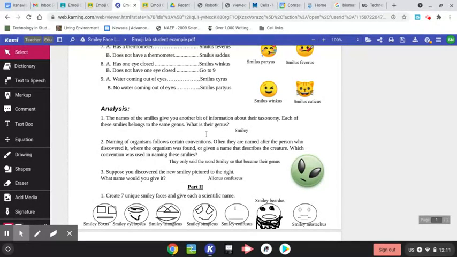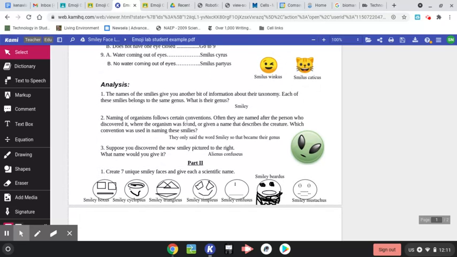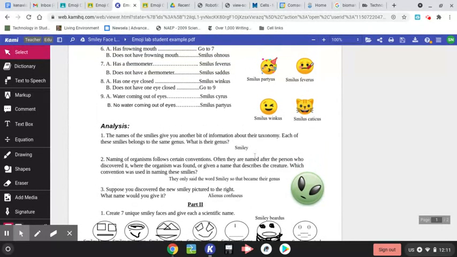Analysis: the name of the smiles. The genus is not Smiley. This is actually wrong. If you look, they all have the first name Smilus. The naming of organisms follows certain conventions. The names are after the person who discovered it, where the organism was found, or given a name that describes the creature. Which convention was used? They only said the word smiley, so that became their genus. Not exactly, but because these are traditional smiley faces, it is basically a characteristic of the creature, which should be your answer here. That's close enough. I'd accept that.